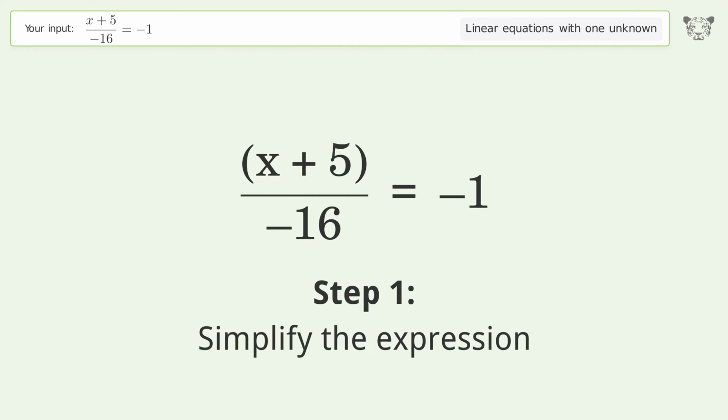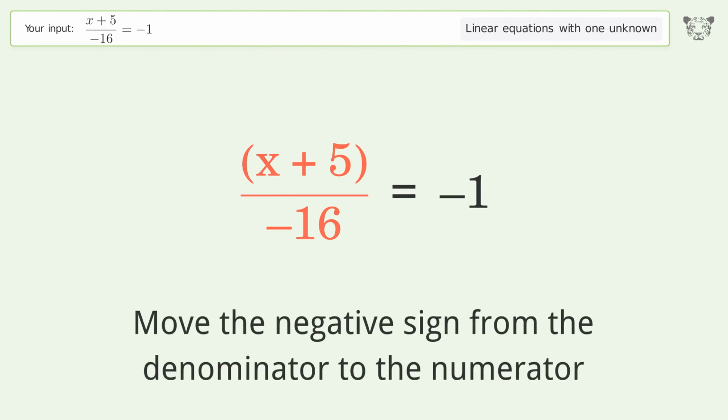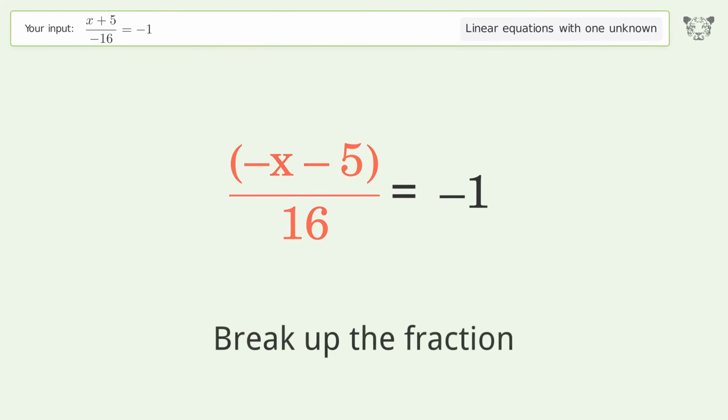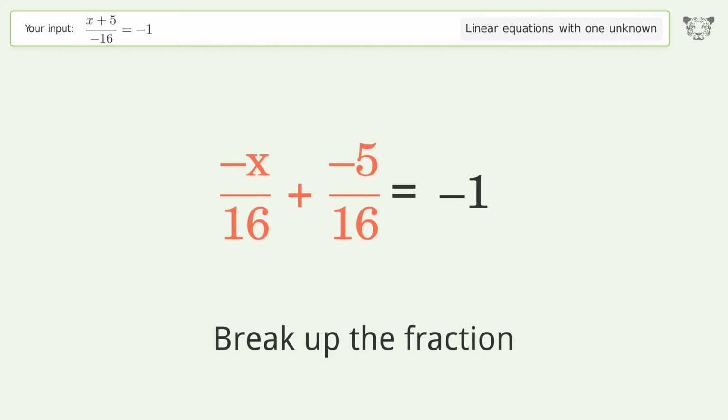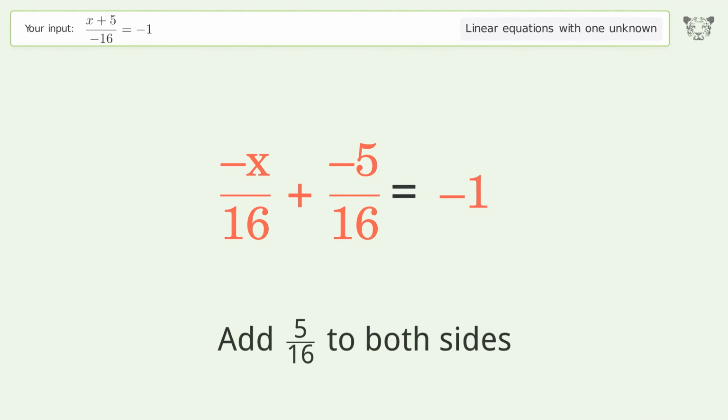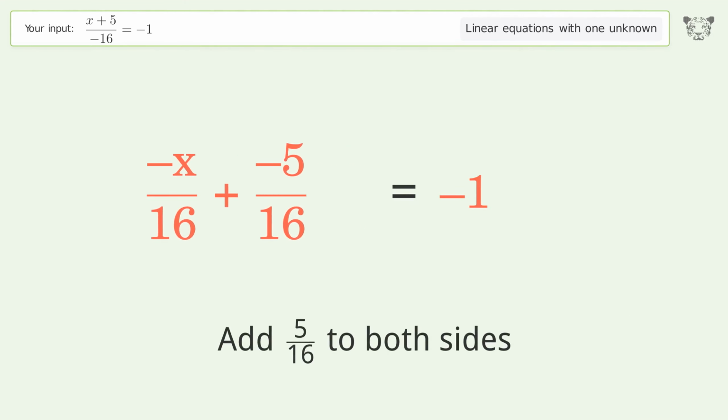Simplify the expression. Move the negative sign from the denominator to the numerator. Expand the parentheses. Break up the fraction. Group all constants on the right side of the equation. Add 5/16 to both sides.